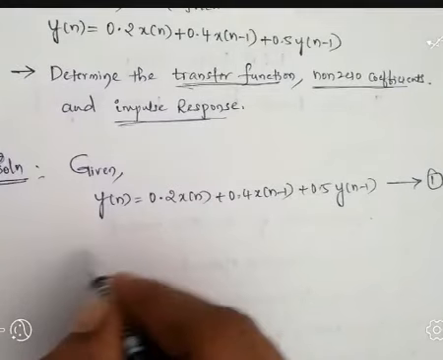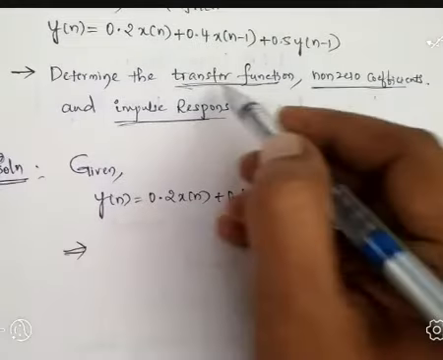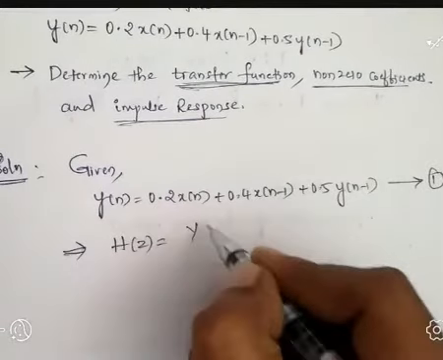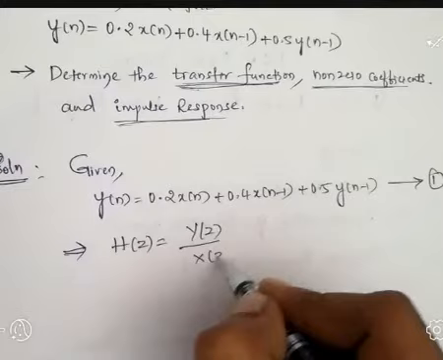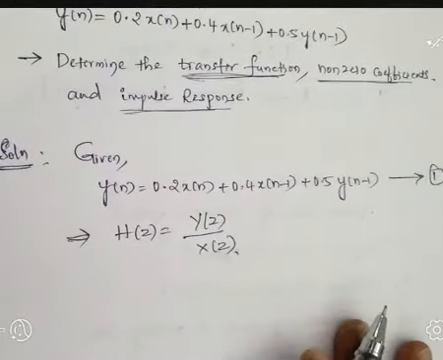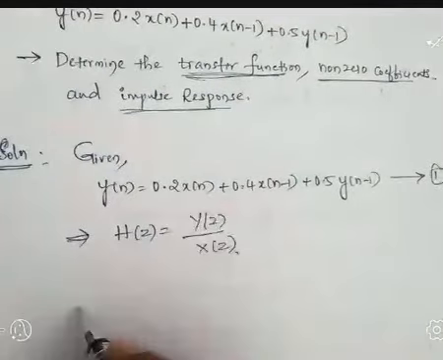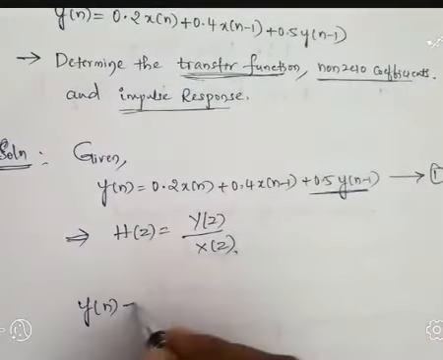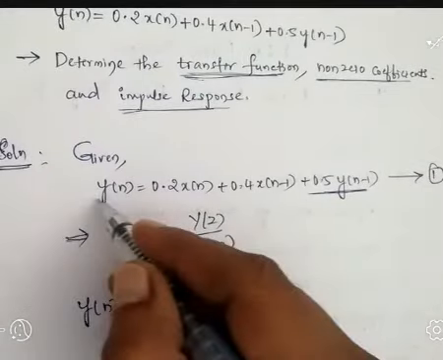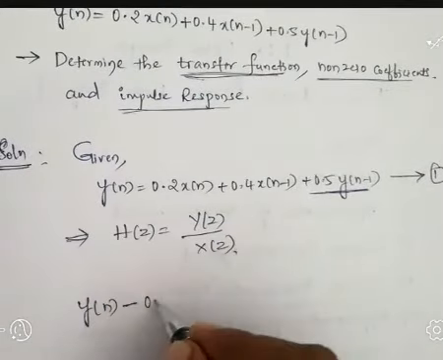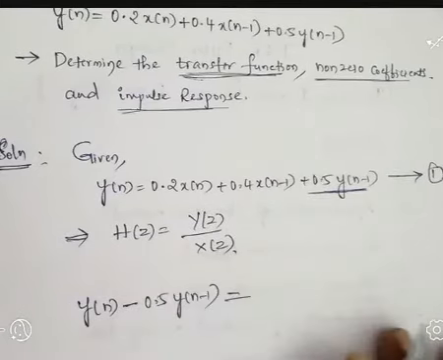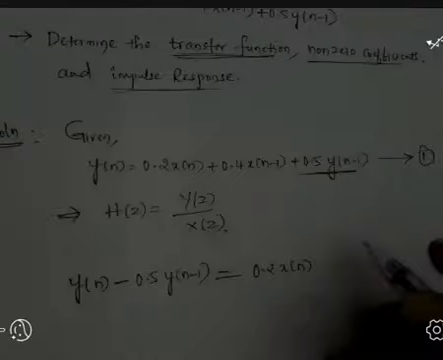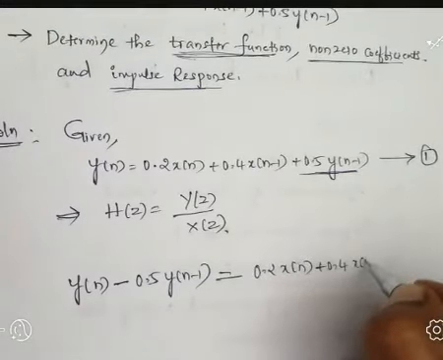Before that, the transfer function means H(z) is equal to what? It is the ratio of Y(z) by X(z). This one we know. So first I will rearrange the terms of equation 1, taking the output terms to one side. If you take it towards this side, it becomes minus 0.5 y(n minus 1), which is equal to 0.2 x(n) plus 0.4 x(n minus 1).